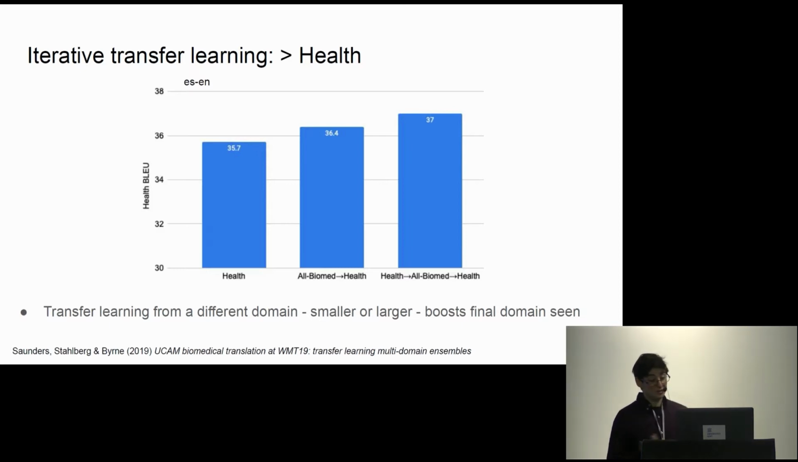What's interesting is that you can actually also boost the larger domain by pre-training on the small domain. If you train on health, then back to the large data set, and then finally train on health again, that performs a little bit better. So that's a kind of simple data curriculum.